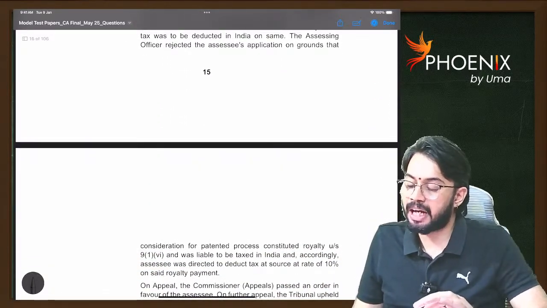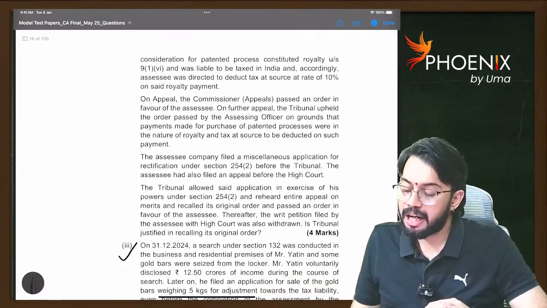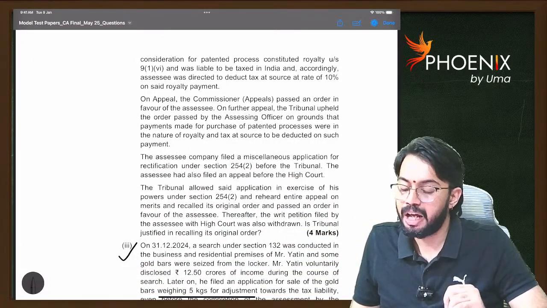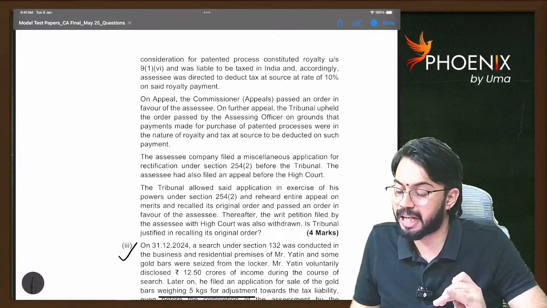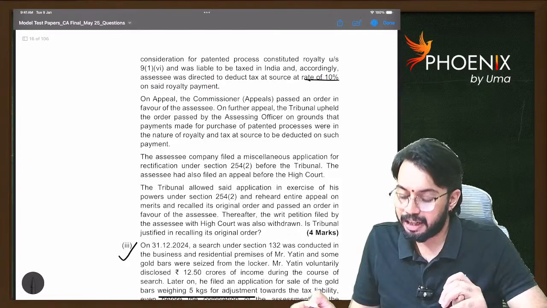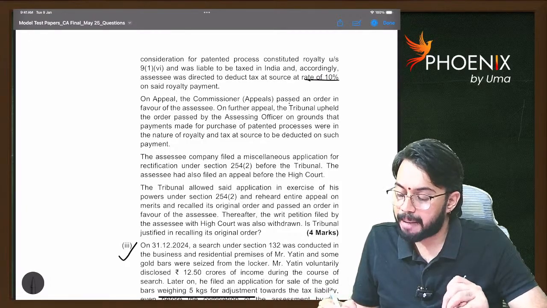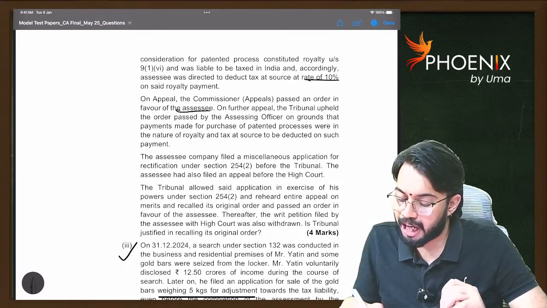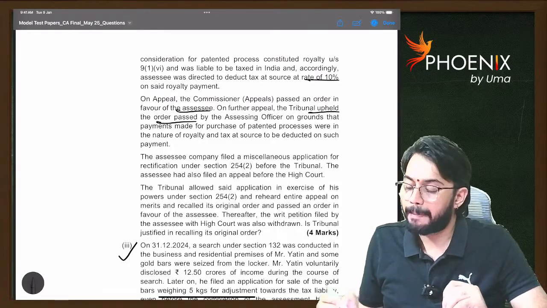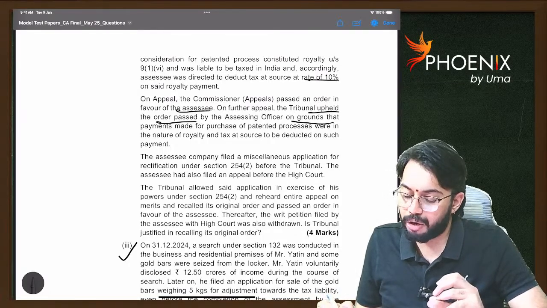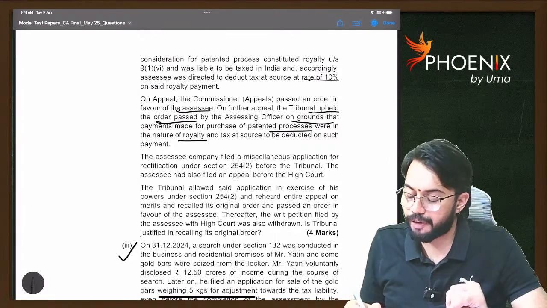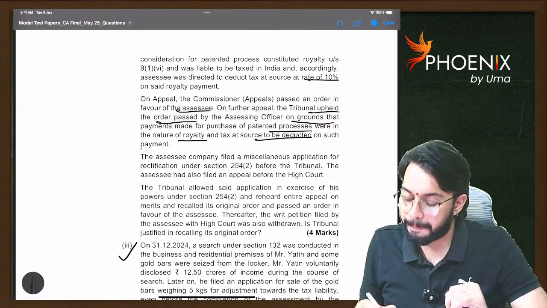Assessing officer rejected SSC's application on ground that consideration for patented process constituted royalty under section 9(1)(vi) and was liable to be taxed in India. Accordingly, SSC was directed to deduct tax at 10%. On appeal, Commissioner passed the order in favor of the SSC. On further appeal, Tribunal upheld the order passed by assessing officer on the grounds that payments made for purchase of patented processes were in the nature of royalty and tax deducted on such payment.